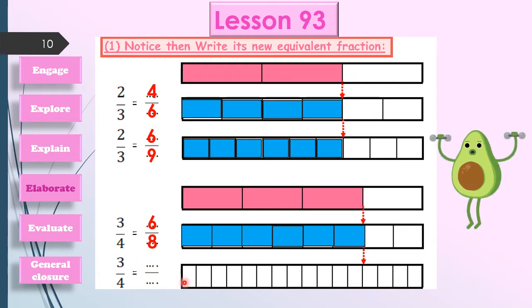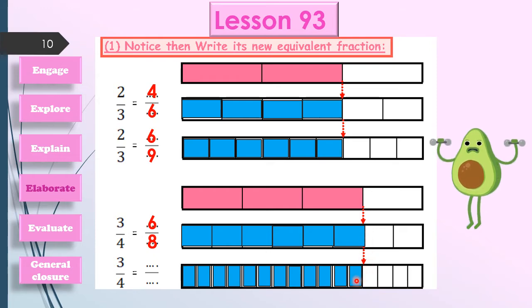Here we have 1, 2, 3, 4, 5, 6, 7, 8, 9, 10, 11, 12, 13, 14, 15, 16 parts. 16 equal parts of the same size as 3/4. Then I will color mentally until I reach this arrow. 1, 2, 3, 4, 5, 6, 7, 8, 9, 10, 11, 12, and stop at this arrow. Then it will be 12 sixteenths. Let's go and do it mathematically.